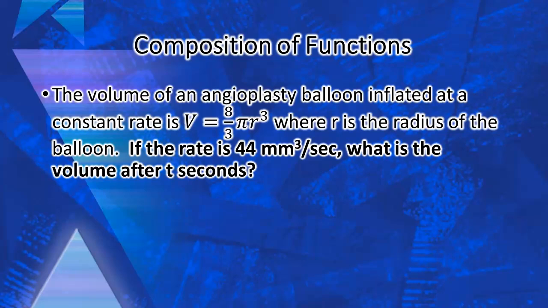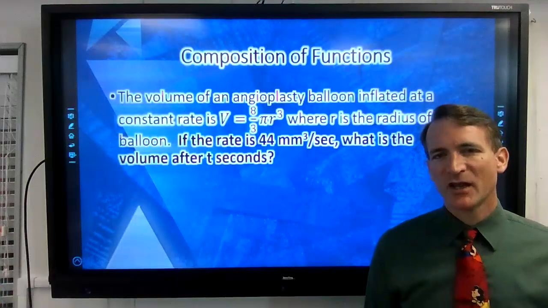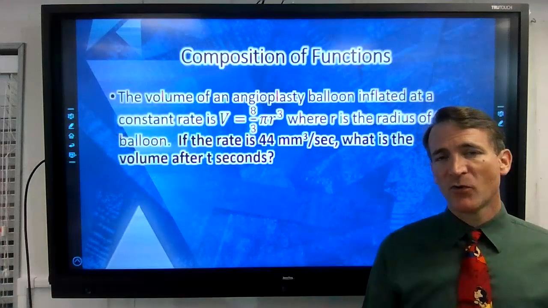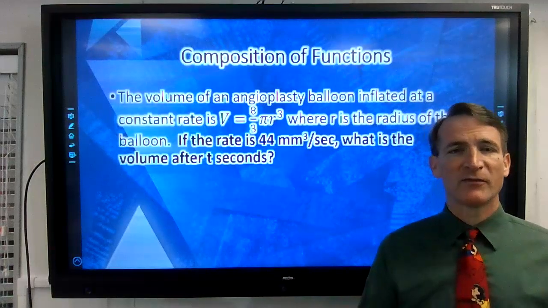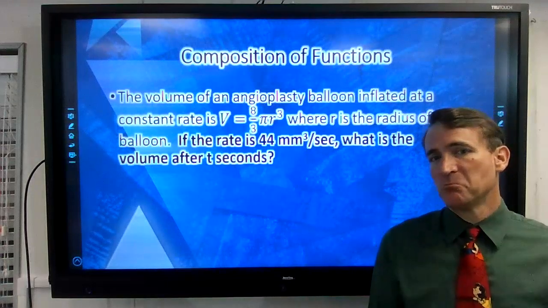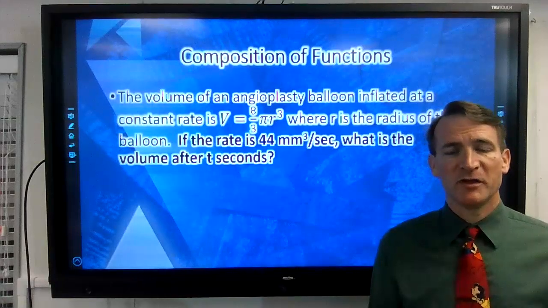This one, the volume of an angioplasty balloon inflated at a constant rate is V equals 8/3 pi r cubed, where r is the radius of the balloon. If the rate is 44 millimeters cubed per second, what is the volume after t seconds? So what it's saying is that we have a balloon that's being inflated by 44 cubic millimeters every second. So how long would it be after 1 second? It would be 44 cubic millimeters.